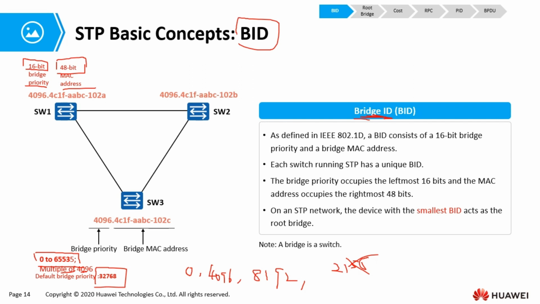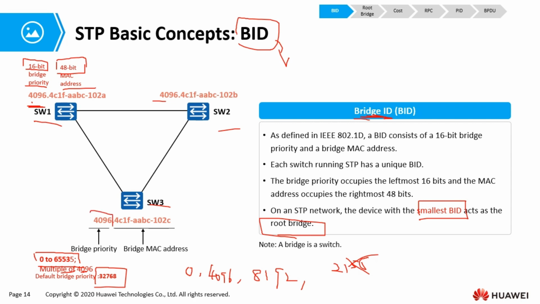So why is the bridge ID important? Because the bridge ID is used to determine who will serve as the root bridge in that switch network. The root bridge is normally the one with the smallest bridge ID. So remember, the bridge ID has two parts. For example, in this network we have switch 1, switch 2, and switch 3. So who will be the root bridge? We look at their bridge ID. The first part is the bridge priority.